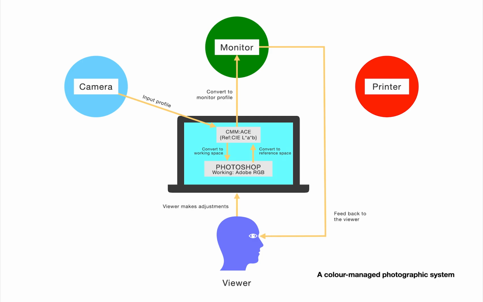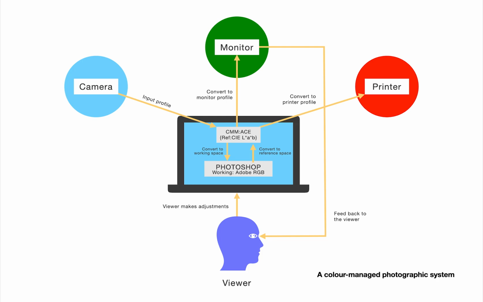Different applications and operating systems use different color management modules, but inside of Photoshop, the default color management module is called ACE, or Adobe Color Engine. In order to perform color conversions, the color management module uses what's called a reference color space.